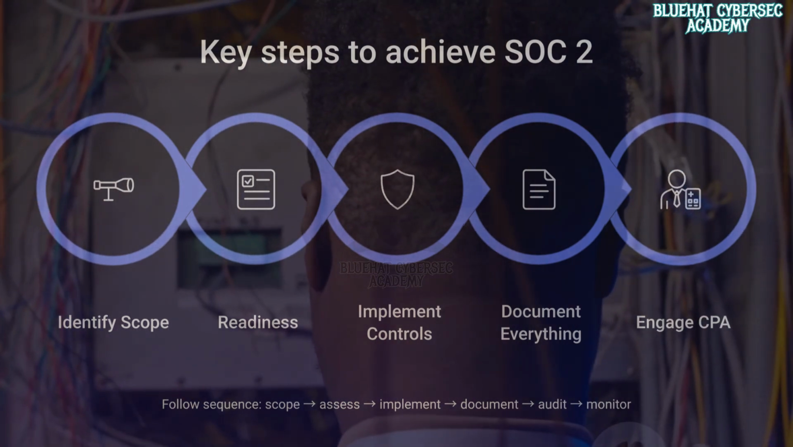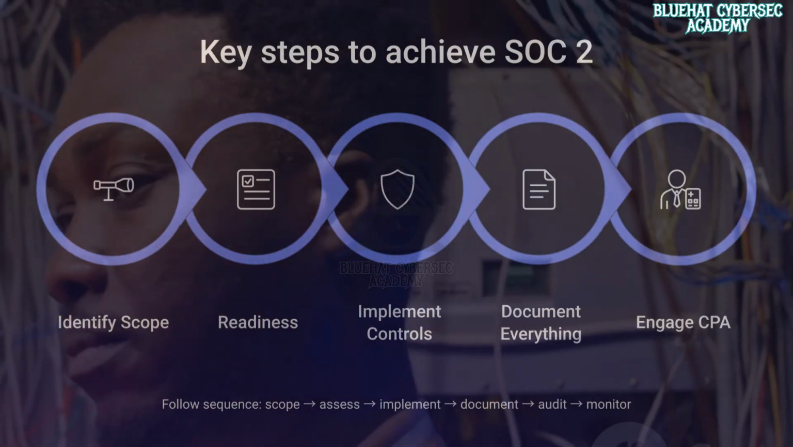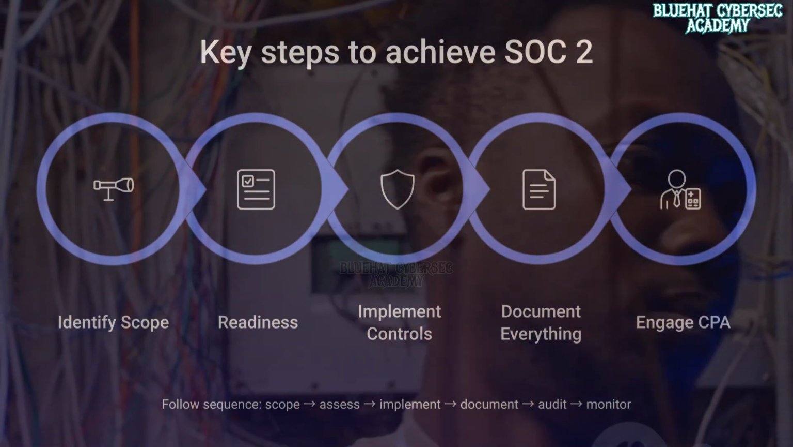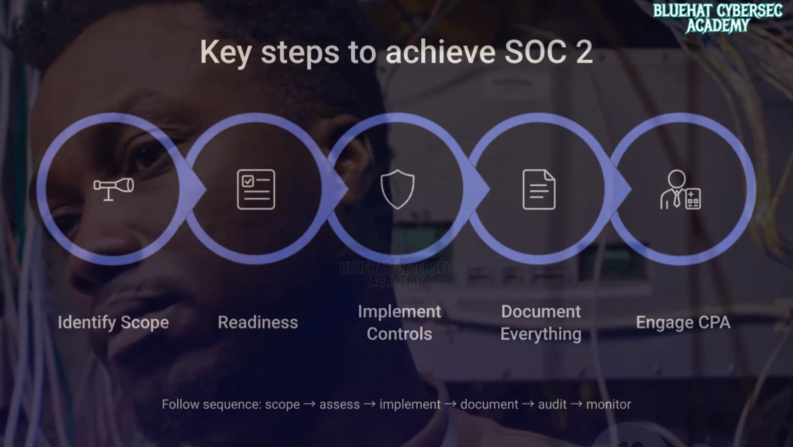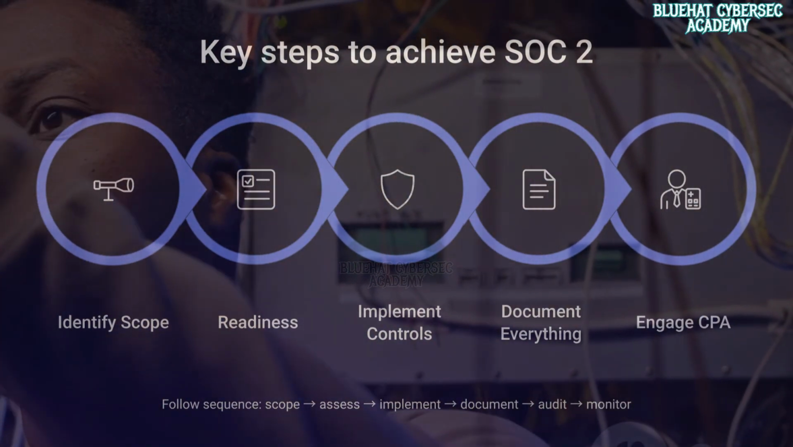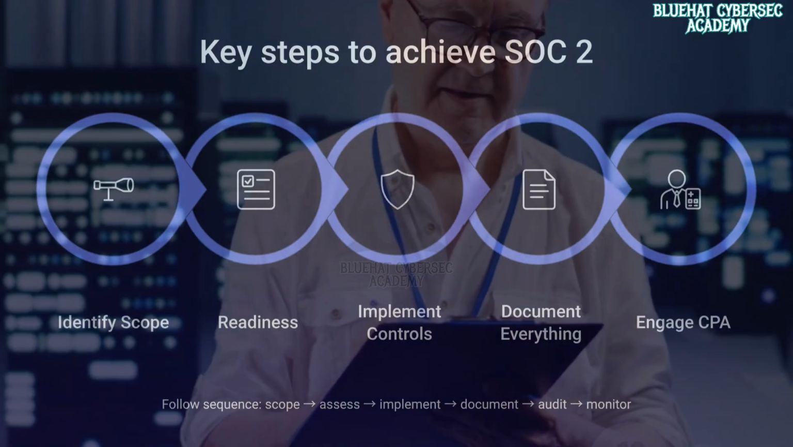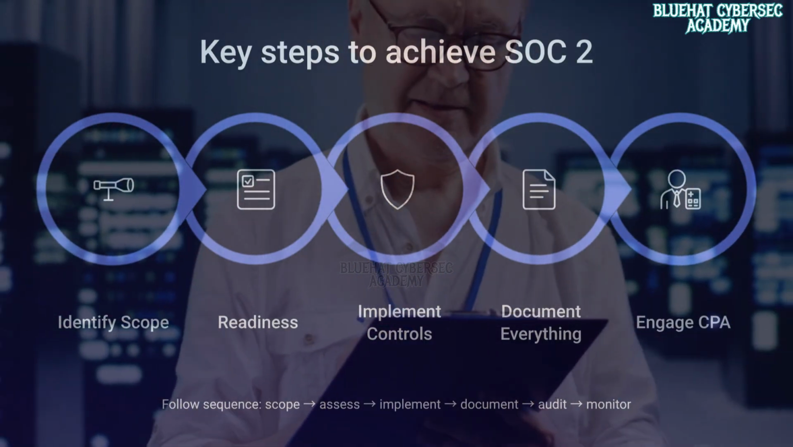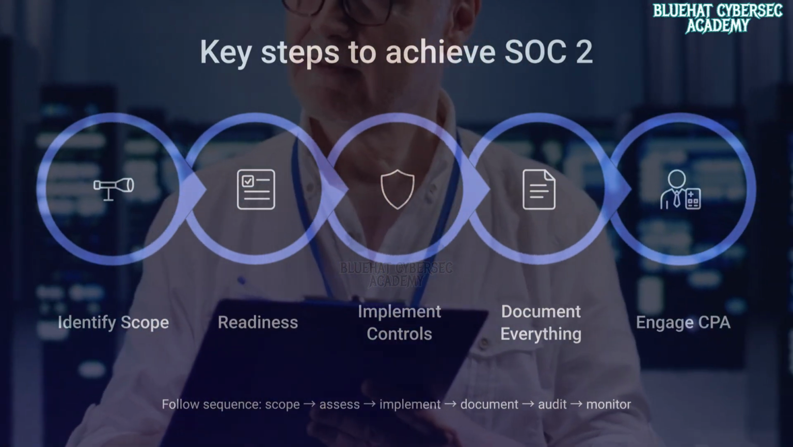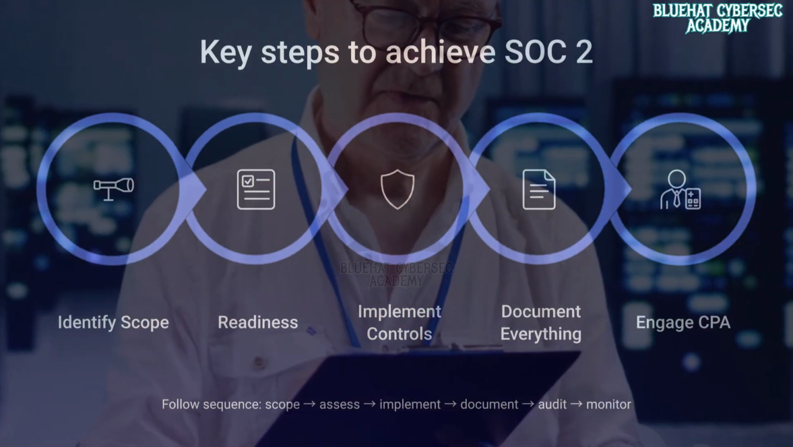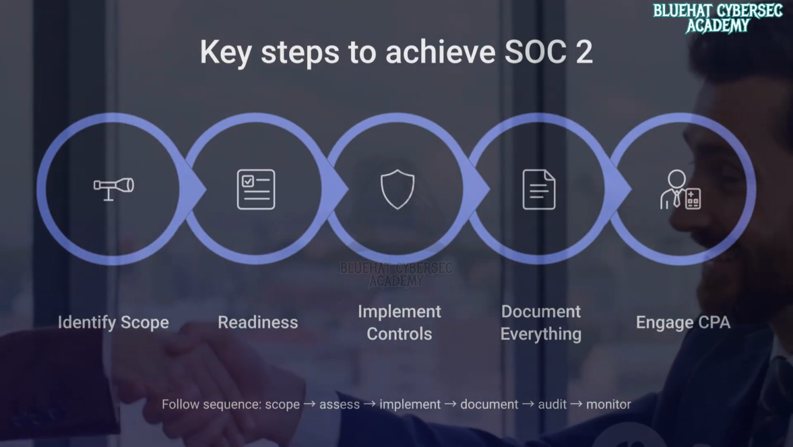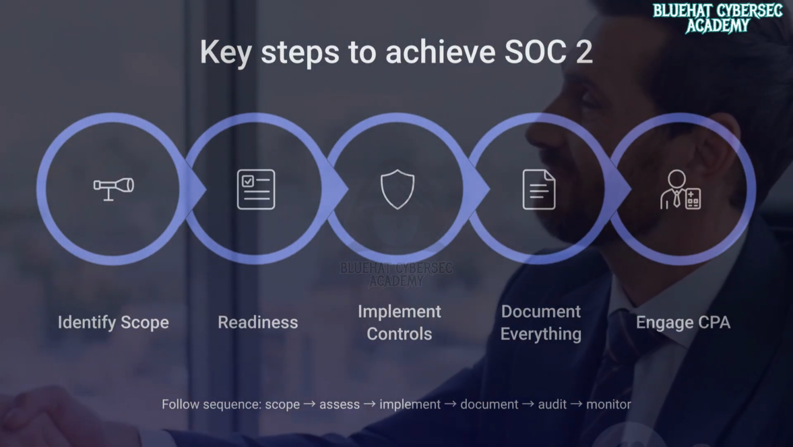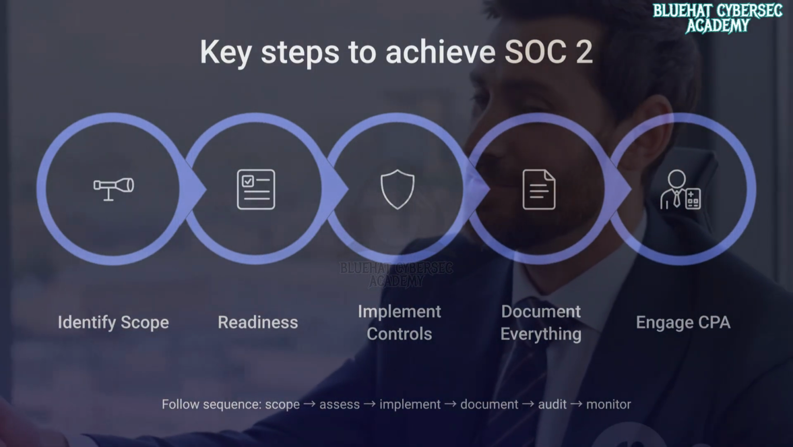Third, you implement controls. These include technical, physical, and administrative measures for security, confidentiality, privacy, availability, and processing integrity. Fourth, you document everything. SOC 2 auditors actually need detailed records, including policies, procedures, access logs, incident reports, and system configurations. Fifth, you engage an auditor, which means bringing in a licensed CPA firm to conduct the audit and issue a formal SOC 2 report.